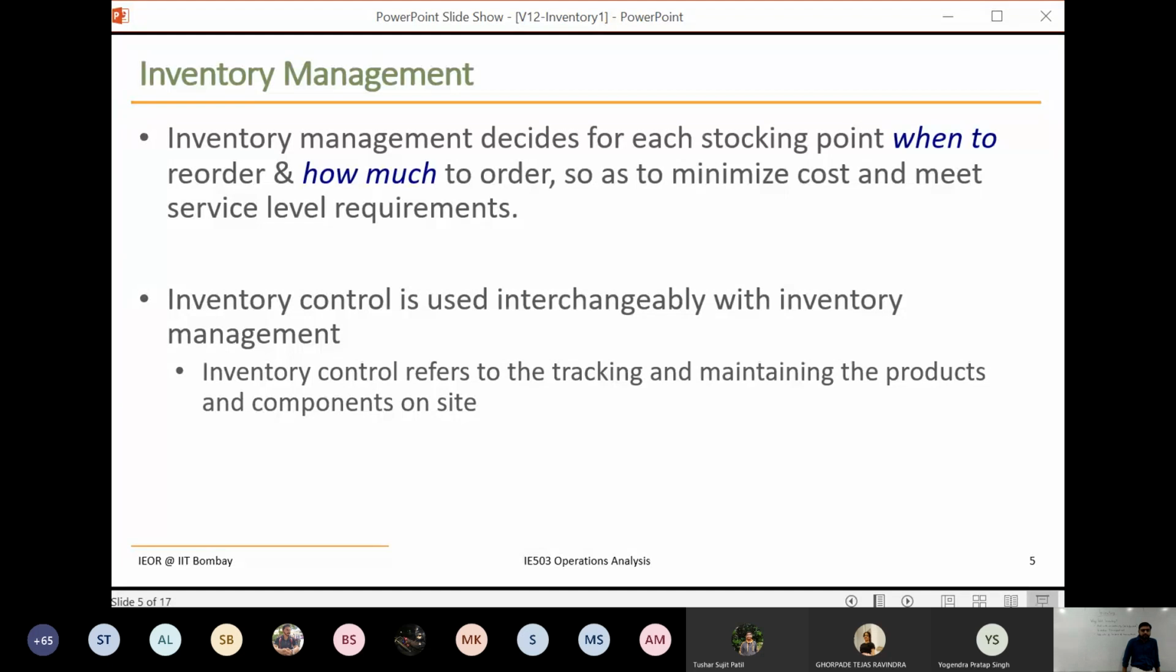In literature as well as books, you may come across the term inventory control, which is used interchangeably with inventory management. Inventory control refers to tracking and maintaining the products on site. Inventory control is typical of a control problem. Those who have some electrical background, or even done a basic controls course, know what we do: we need to figure out the current state of the system and then measure its discrepancy.